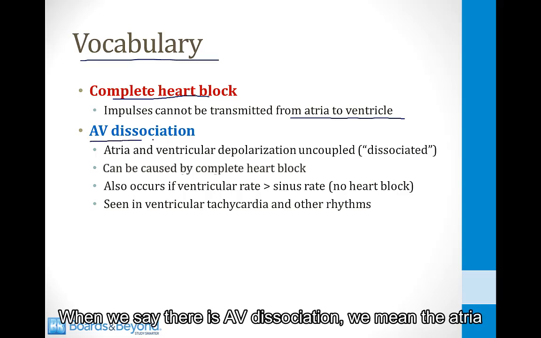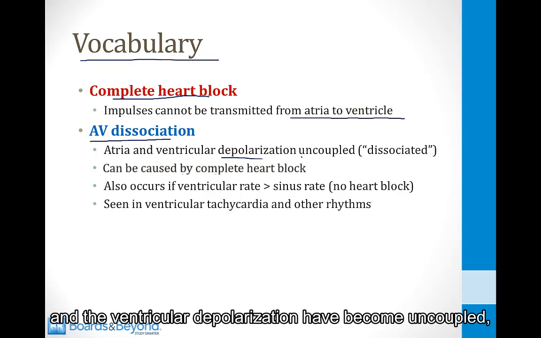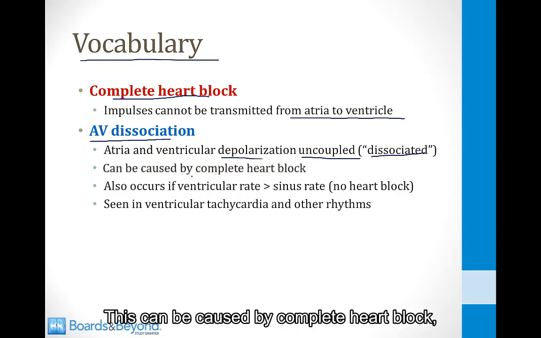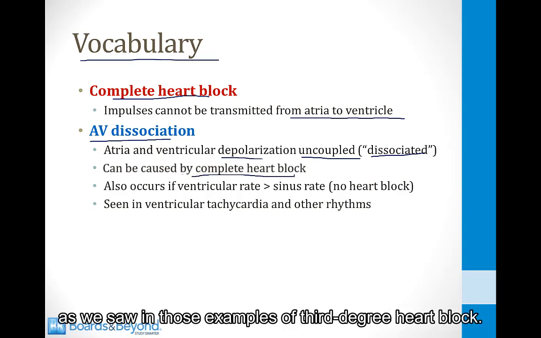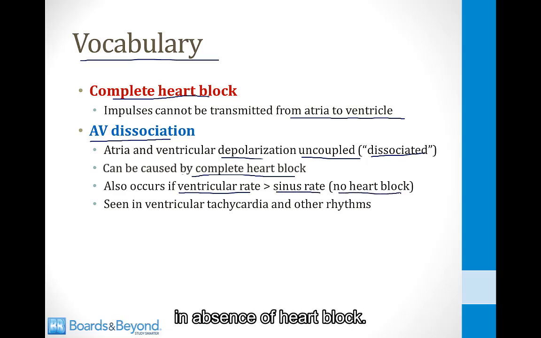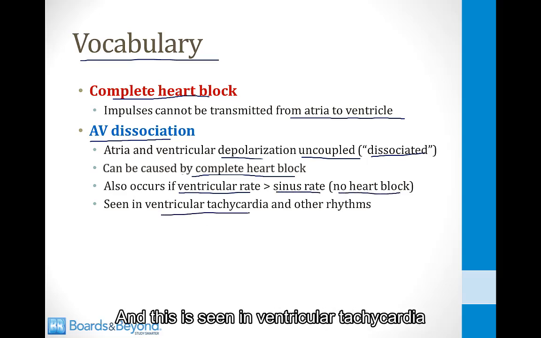When we say there is AV dissociation, we mean the atrial and the ventricular depolarization have become uncoupled or dissociated from one another. This can be caused by complete heart block, as we saw in those examples of third-degree heart block. However, it can also occur if the ventricular rate gets higher than the sinus rate in absence of heart block, and this is seen in ventricular tachycardia and some other tachycardias.